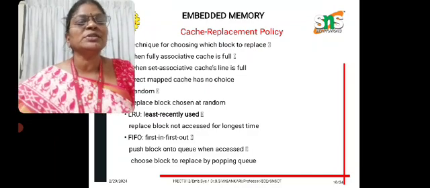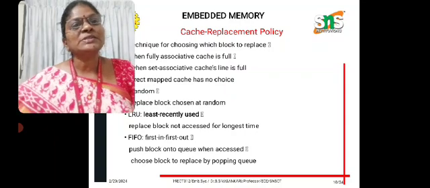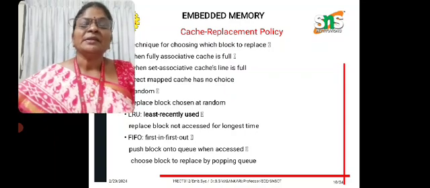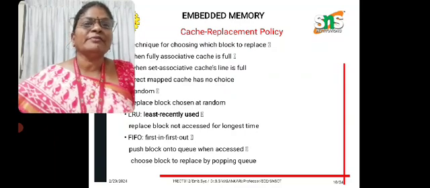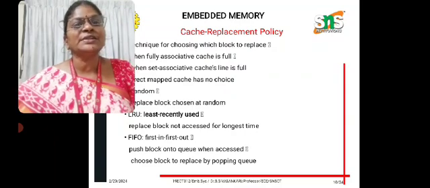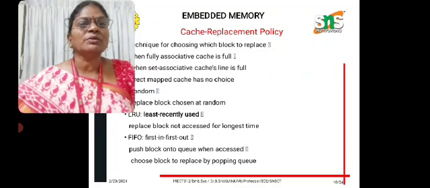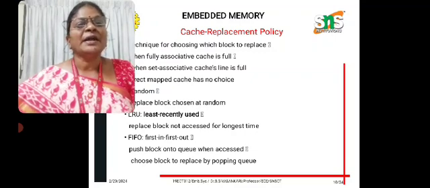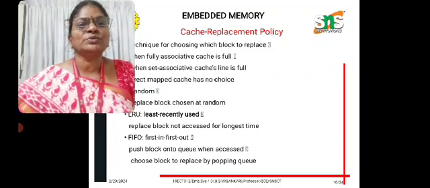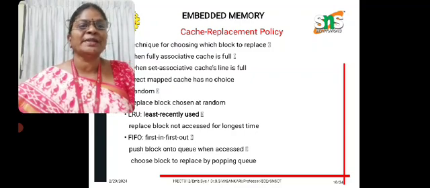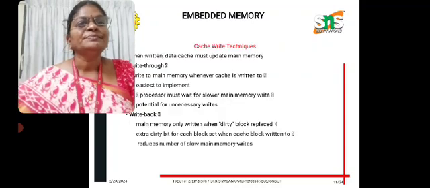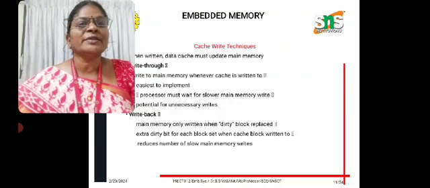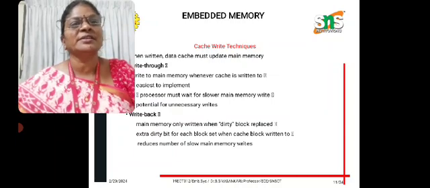Replacement is needed when a fully associative cache is full or when a set associative cache line is full; a direct mapped cache has no choice. The policies are LRU and FIFO. LRU means least recently used, which replaces the block not accessed for the longest time. FIFO is first in, first out, which pushes a block onto a queue when accessed and chooses the block to replace by popping the queue. The cache write techniques are write through and write back. These are the two cache write techniques.